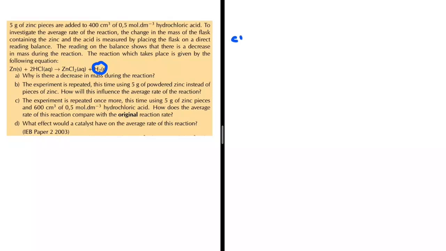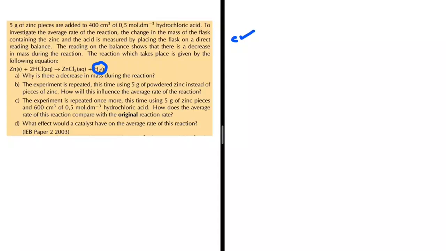What about C? Let's take a look at C. The experiment is repeated once more, this time using 5 grams of zinc pieces and 600 centimeter cube of 0.5 mole per decimeter cube hydrochloric acid. How does the average rate of this reaction compare with the original reaction rate?